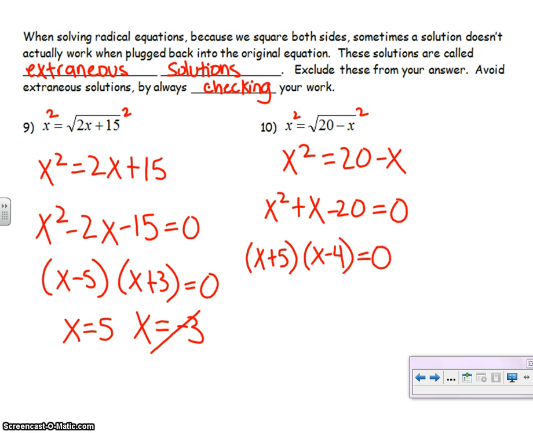And so our two solutions will be negative 5 and positive 4. And the extraneous solution is going to be negative 5 because if we look at the original problem, if we were to plug in negative 5, we're never going to get negative 5 once we take the square root of something. So our solution will just be x equals 4. We can cross off negative 5.